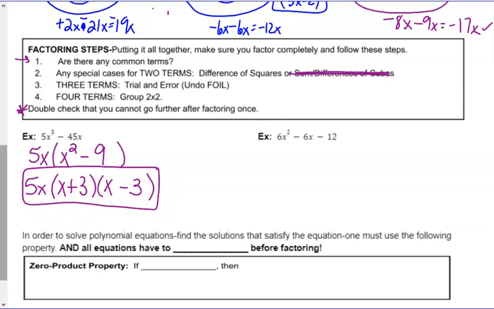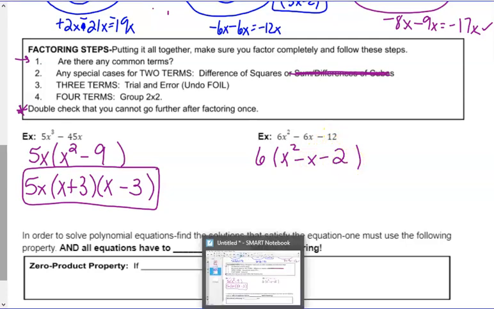The next one has 6x squared minus 6x minus 12. And notice that there are no letters in common with all of them, but each of them can be divided nicely by 6. So I'm going to factor out a 6, but what am I left with? If I take 6 away, I leave the x squared. Take 6 away, I leave the x. And take 6 away from that, I'm leaving a factor of 2. So I get x squared minus x minus 2.